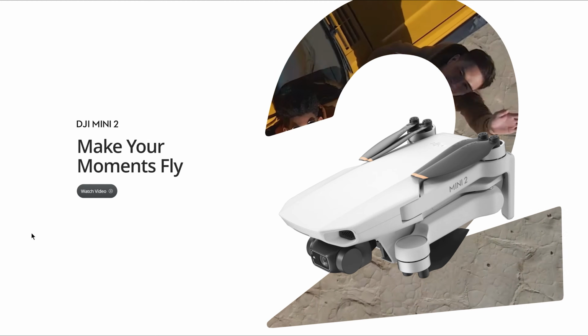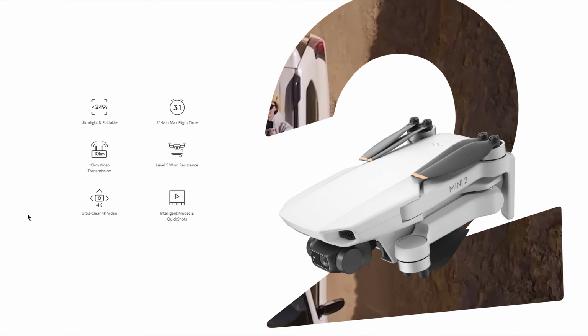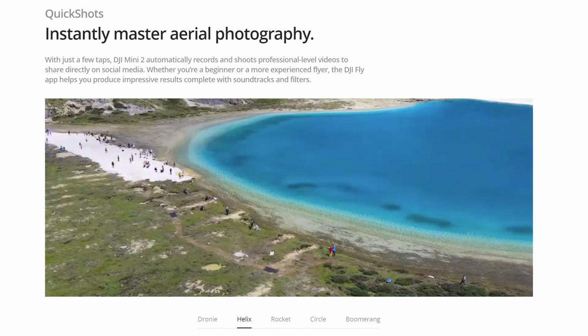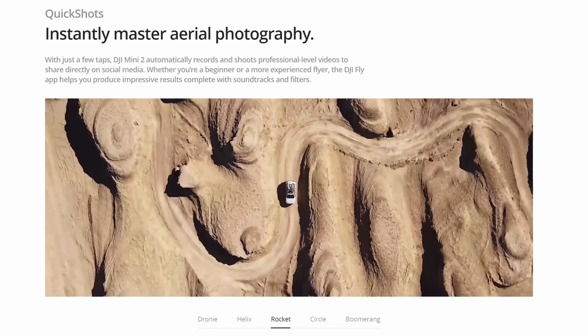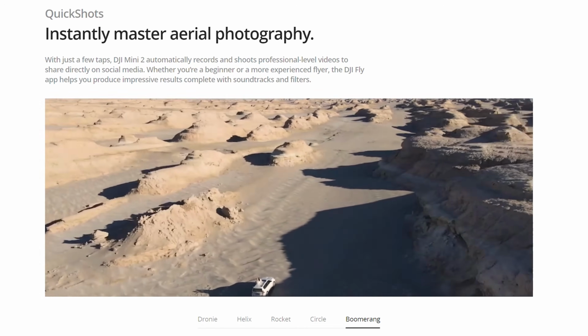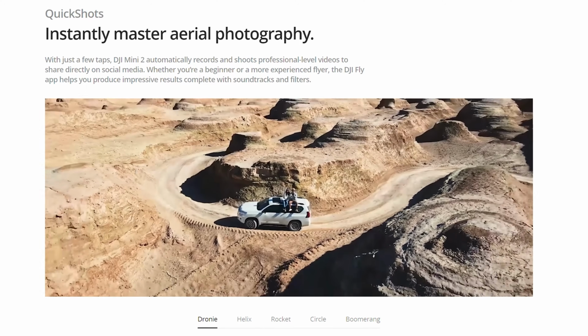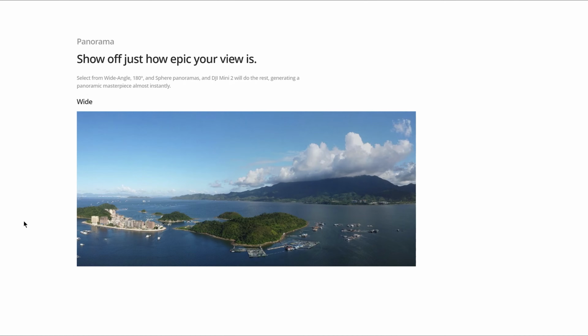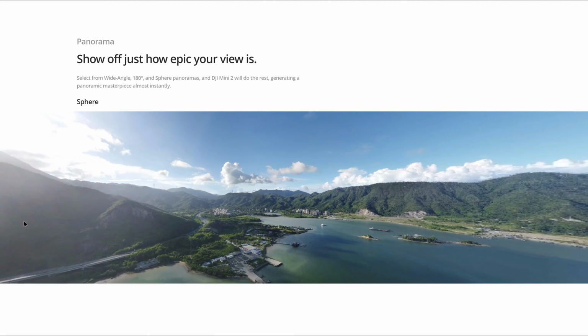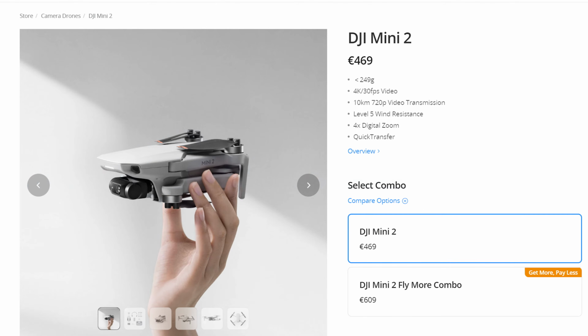The Mini 2 was released in November 2020. At the time it was a considerable effort to squeeze a drone below 250 grams, therefore these models are very limited in functionalities. It only offers quick shot and the basic panorama mode. It also lacks obstacle sensor and any sort of tracking capabilities. The price of the Mini 2 is at the moment €470.